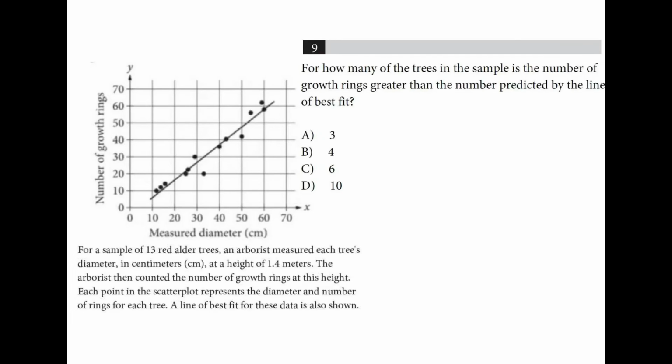For how many of the trees in the sample is the number of growth rings greater than the number predicted? So it just has to be greater than the prediction. Here's 1, 2, 3, 4, 5, and 6. The answer is C.